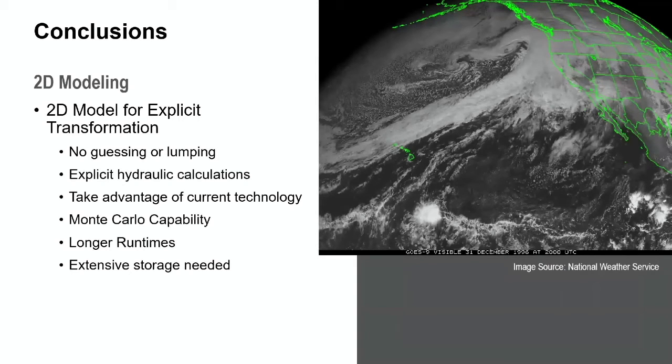Then we don't have to make these guesses or these simplifications of our watershed. You will also be able to run sort of a Monte Carlo capability with this 2D hydraulic model. The downside is that there are longer run times and you need a lot of storage and computer horsepower.